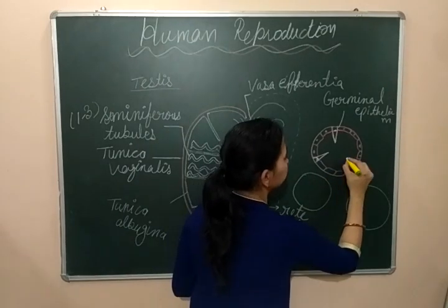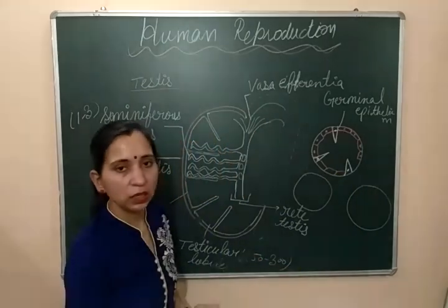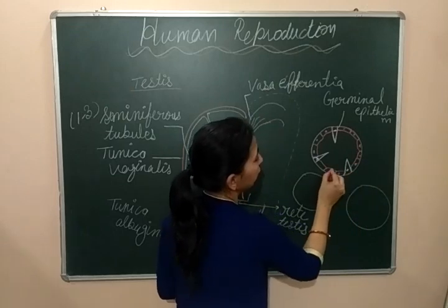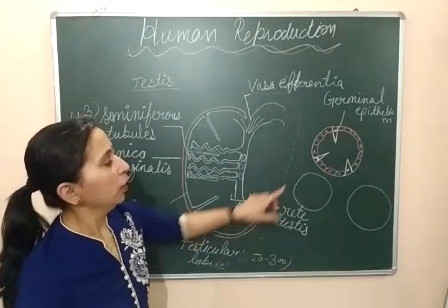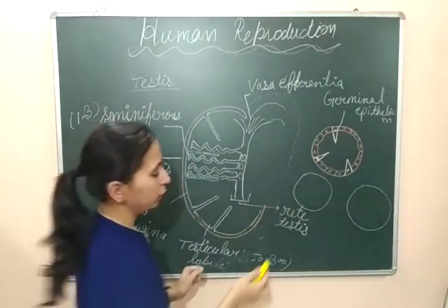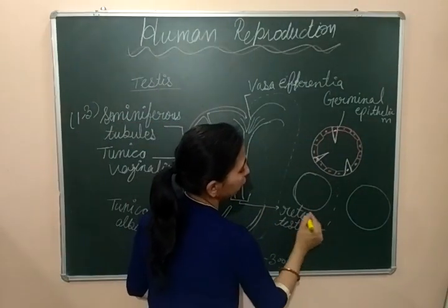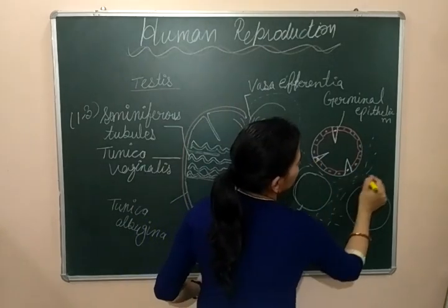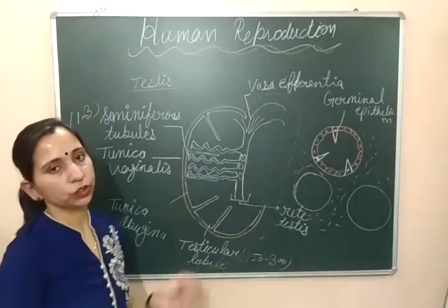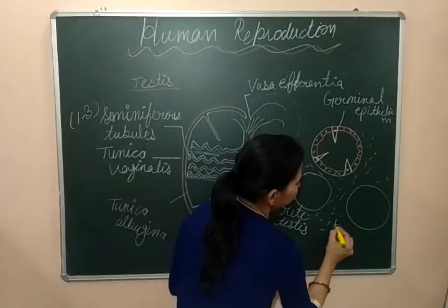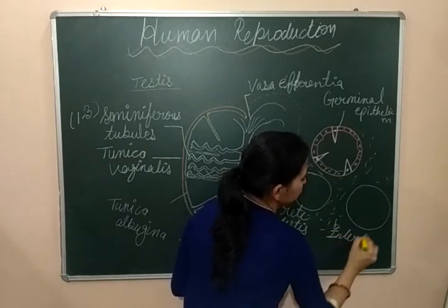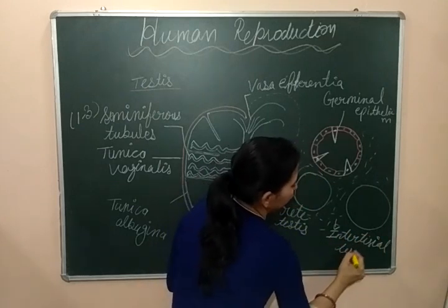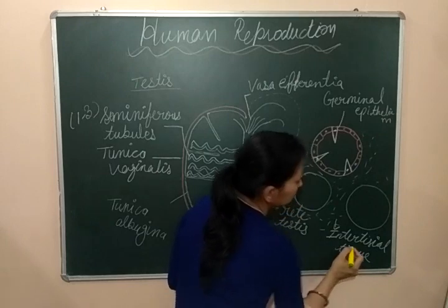The number of pyramidal cells is very small as compared to cuboidal cells. They will be very few in number, but the germinal cells, these cuboidal cells, are very large in number. And in between these seminiferous tubules, the space is filled by a tissue, and that tissue is known as interstitial tissue. So all that gap is filled by interstitial tissue.